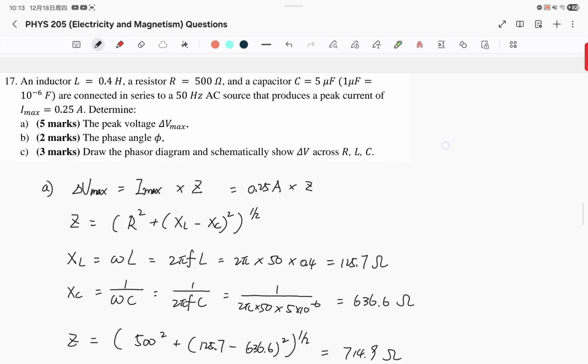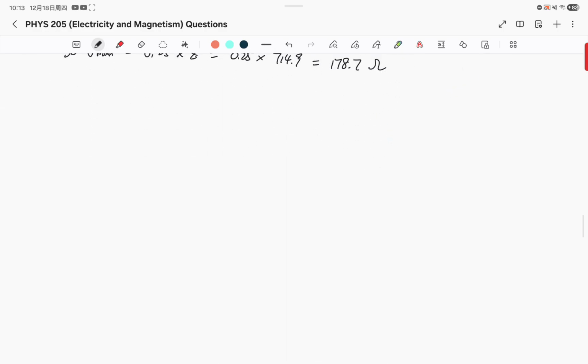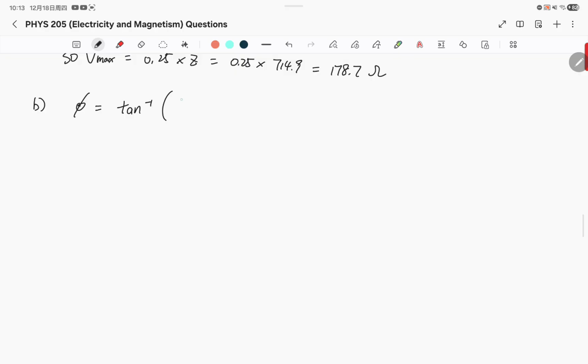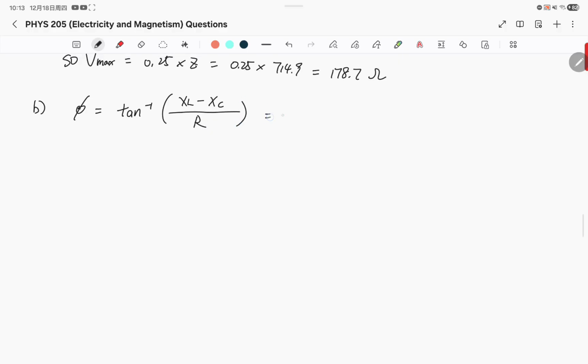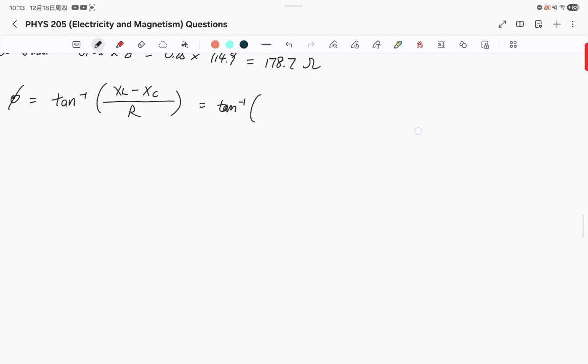Question B, phase angle phi. Well, phi is just the angle, so tangent inverse of L over R. We have all the ingredients, just plug in numbers. And pay attention, you can use either degree mode or radian mode. I prefer using degree mode.